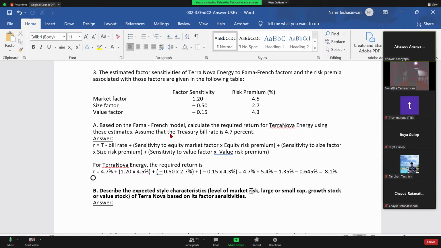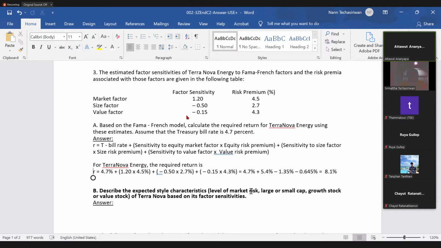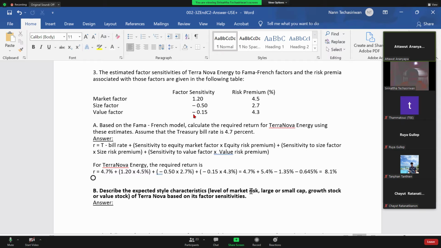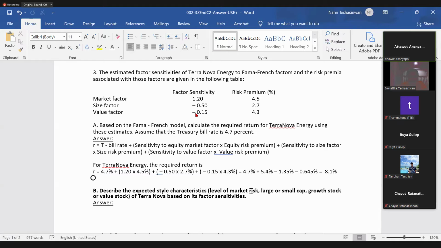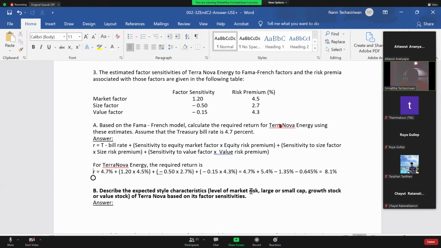Because the factor is negative for both the size factor and the value factor, this means that the size is large, and the value factor means it's a growth stock. And is it above average or below average market risk? Above market average, because the factor is more than one. Okay, thank you. Very easy one.